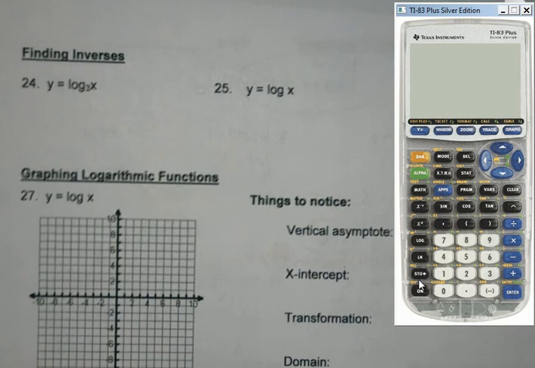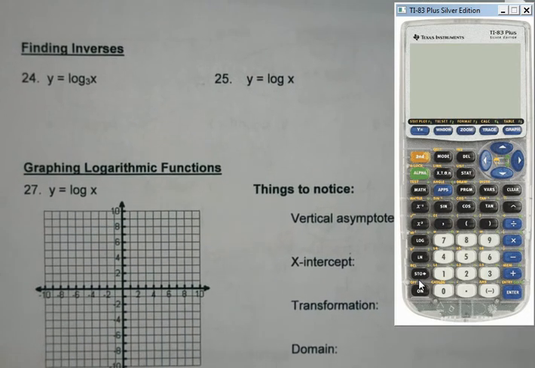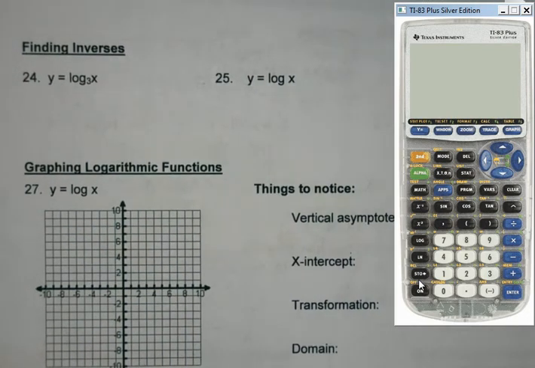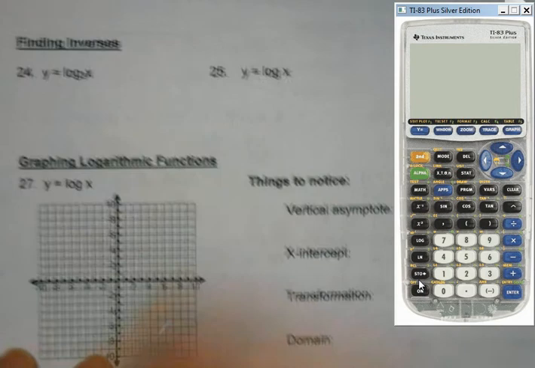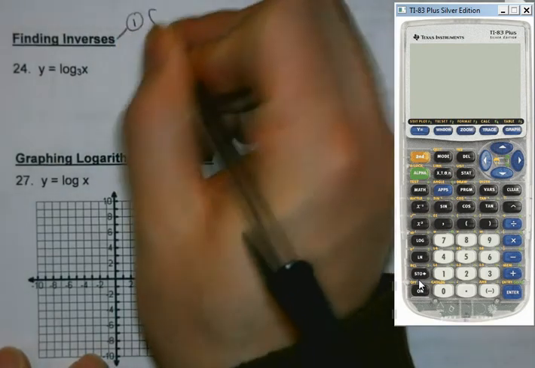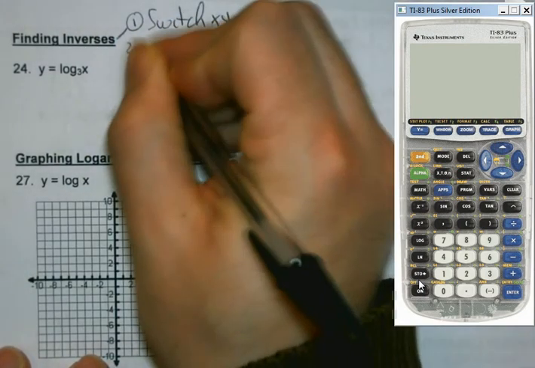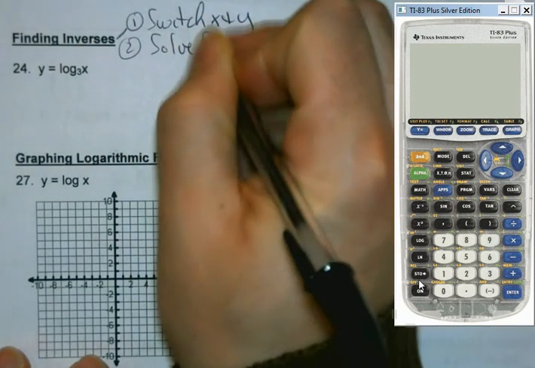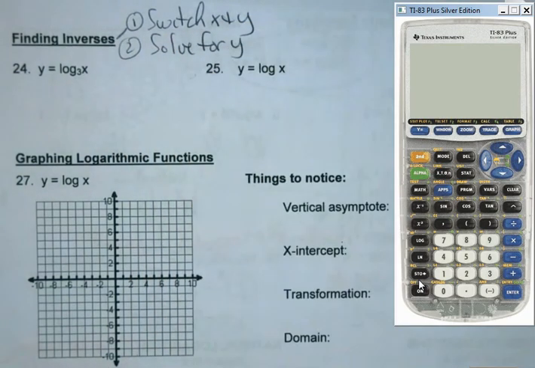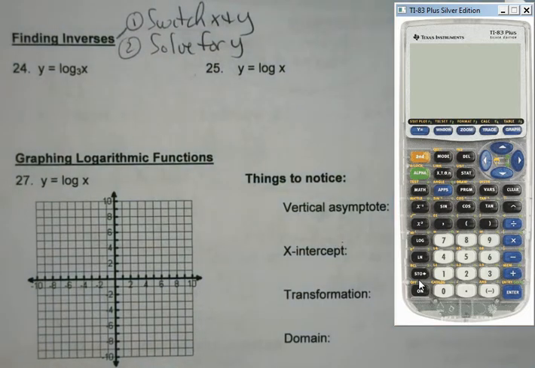As I flip over, we see the graph coming. Okay? Inverses, just like we've always been doing on any inverse. Switch x and y first, solve for y. No different than when we were doing this before. The only difference is now there's logarithms involved, so the way that we go about solving might change a little bit.